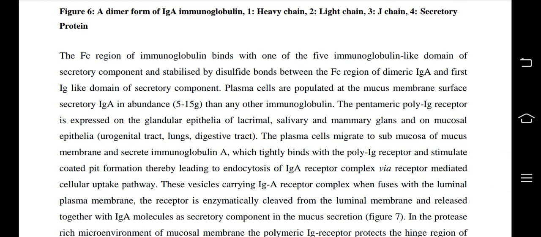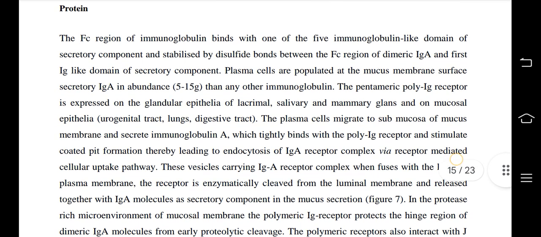Plasma cells are populated at the mucous membrane surface. Secretory IgA is in greater abundance than any other immunoglobulin. The pentameric poly-Ig receptor is expressed on the glandular epithelia of lacrimal, salivary and mammary glands and on mucosal epithelia, urogenital tract, lungs, digestive tract.